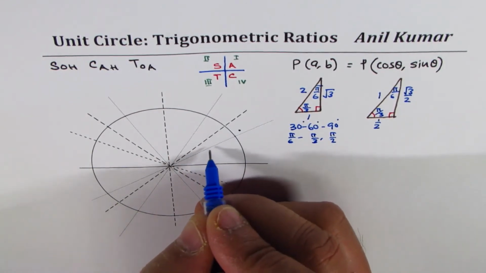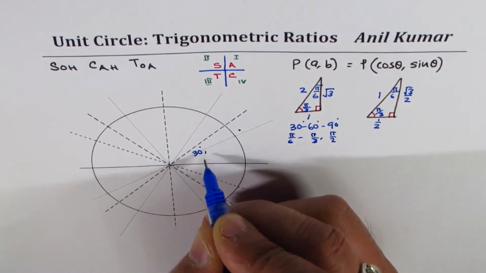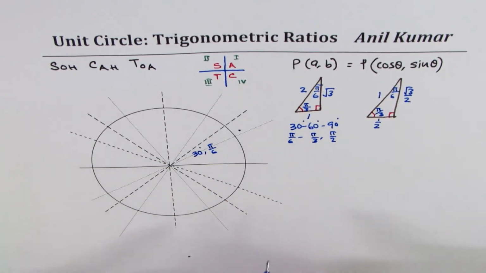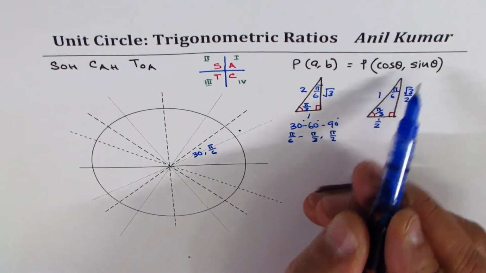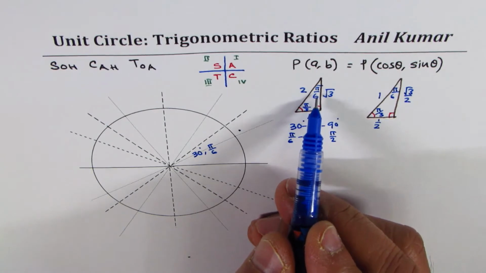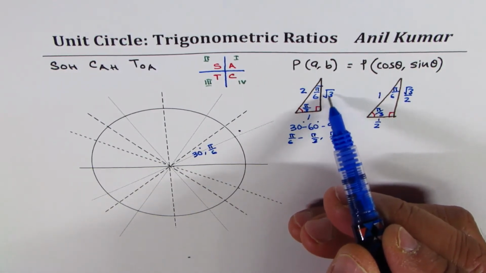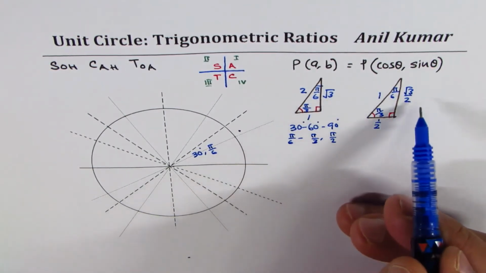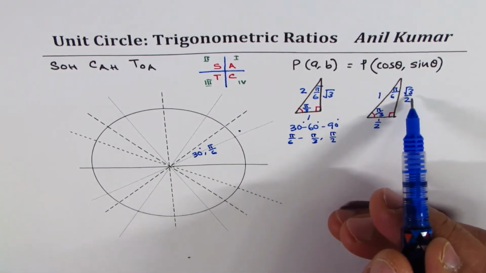Let me write this angle here: it is 30 degrees, or you could say pi by 6. Does it make sense to you? Okay. The coordinates of a point represent sine and cosine values. So for pi by 6, what is cos pi by 6? You have to look from this side: adjacent is square root 3, hypotenuse is 2. But we can read this value directly from our triangle whose hypotenuse is 1, right? So that becomes the value.